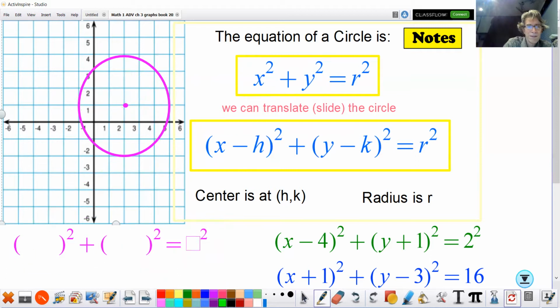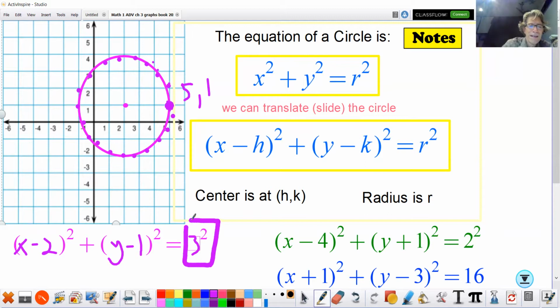I'm going to clean this up a little to make it look nicer. X minus 2, y minus 1 is 3 squared for that center. Now, if you don't believe it, let's pick a point on the circle. How about that point right there? That looks like 5, 1. I'm going to say wherever that dot is, every single dot on here will make 9.